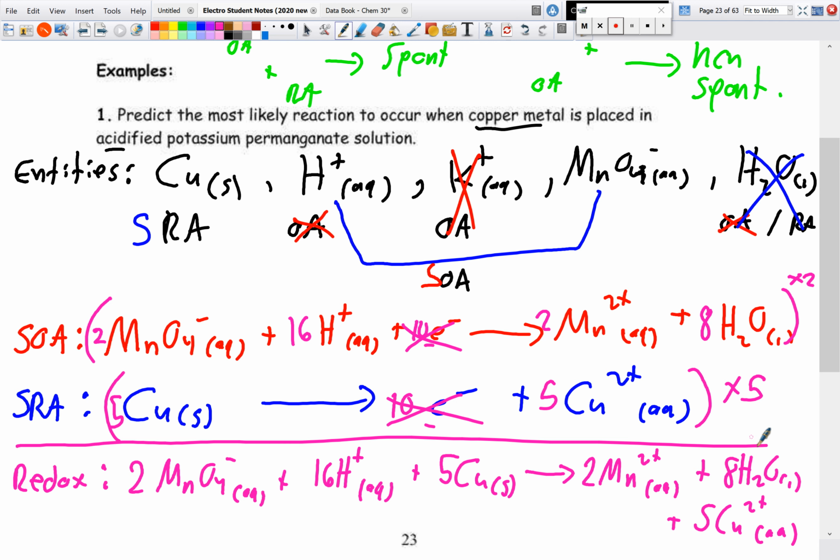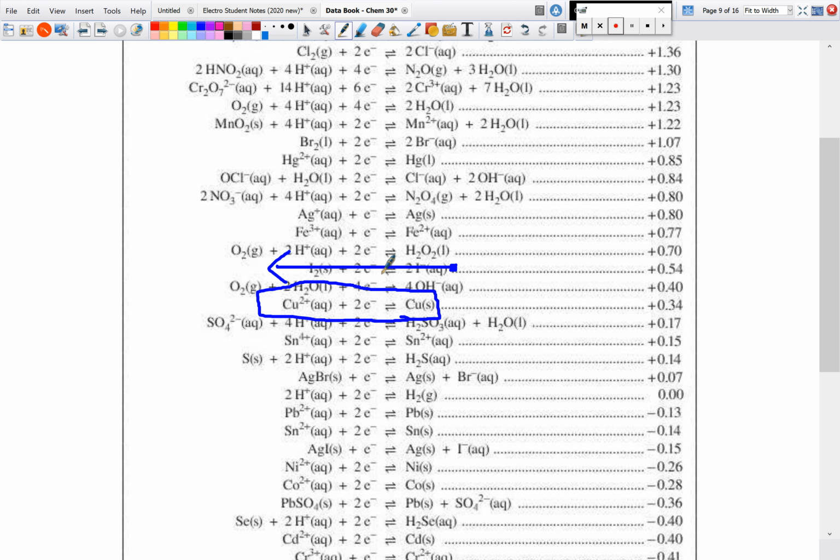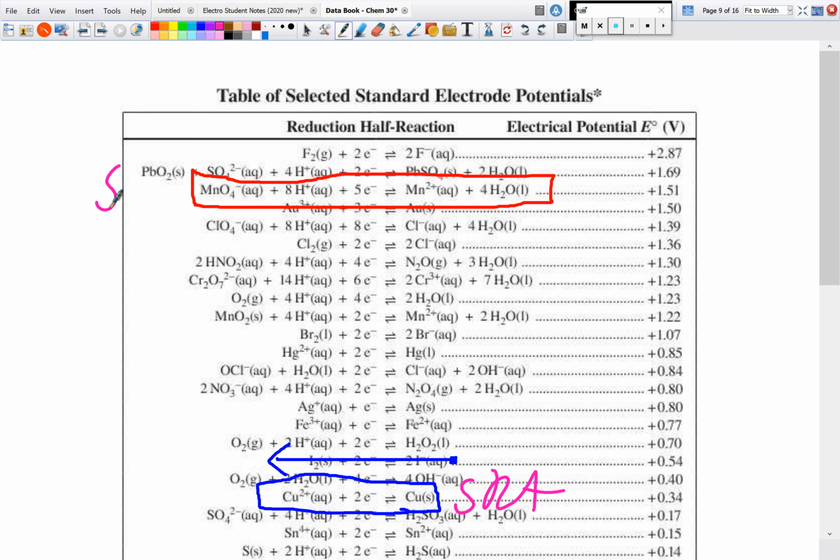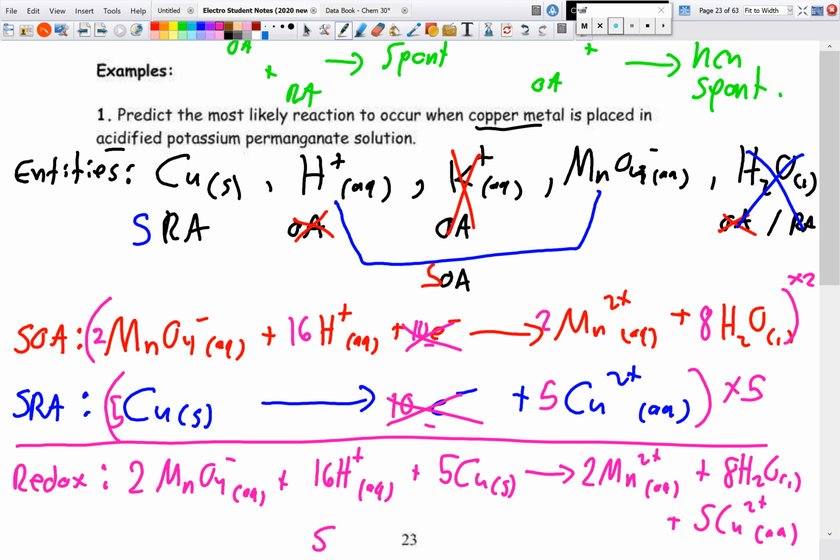Now, of course, last but not least, we have to figure out if it is going to be spontaneous or not, which when we're looking at back here, we have our SRA down this low. We got our SOA here. So our strongest oxidizing agent is above our strongest reducing agent. So this reaction is spontaneous. And that is the 5-step method to predict our reactions.